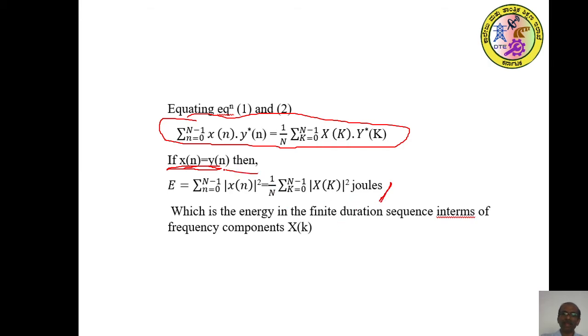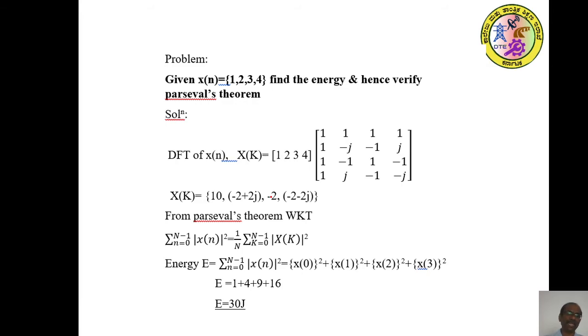I think we have taught this in the signals class. Energy of an aperiodic signal is given by this formula to calculate energy in terms of time domain samples, and this is the formula to calculate energy in terms of frequency domain samples. That's how Parseval's theorem relates time domain and frequency domain samples to compute the energy of the signal.